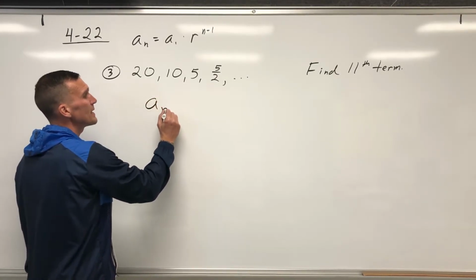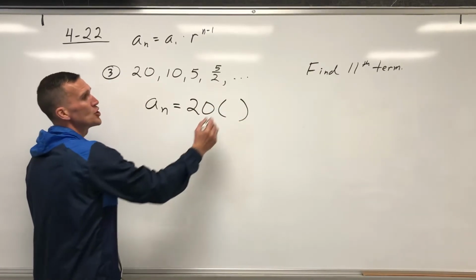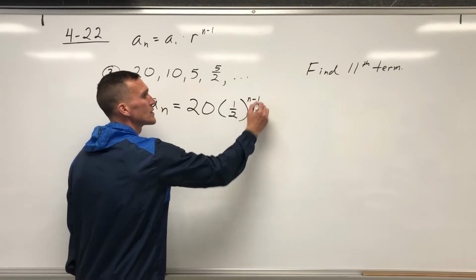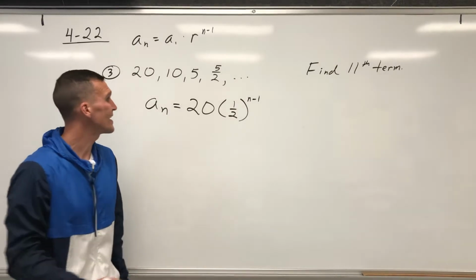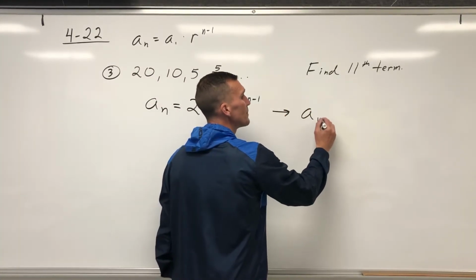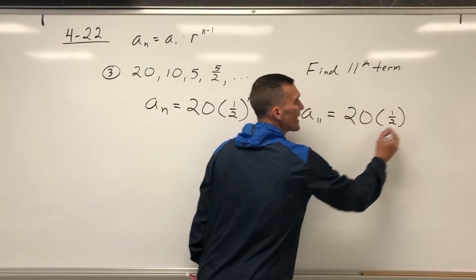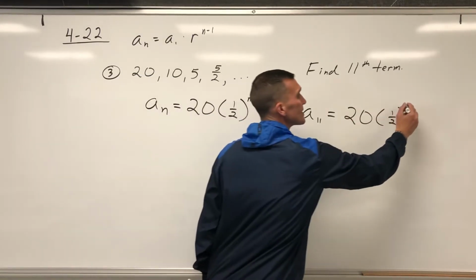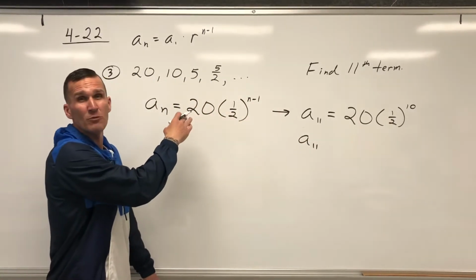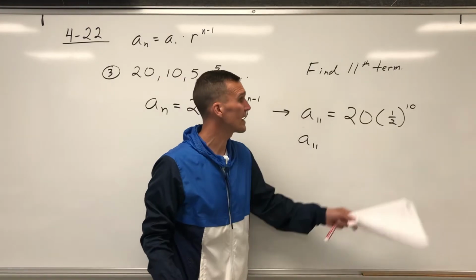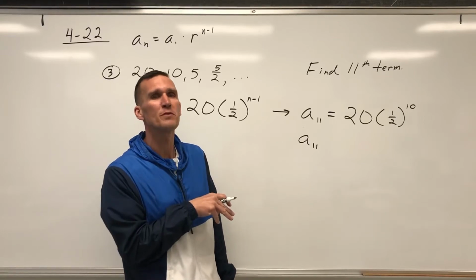So I have a sub n is equal to a sub 1, 20, times the common ratio 1/2 to the n minus 1 power. If I want to find the 11th term, I have to plug 11 into n. This becomes a sub 11 equals 20 times 1/2 to the 11 minus 1, which is 10. Same concept. Since I have fractions in the original problem, I shouldn't use decimals. If you type that in a calculator, you're going to get a really ugly decimal that won't turn back into a fraction. So we need to know how to simplify it correctly.